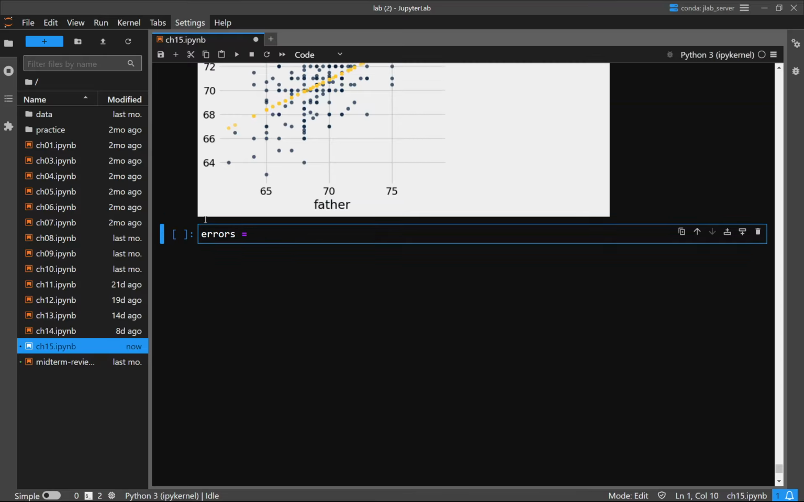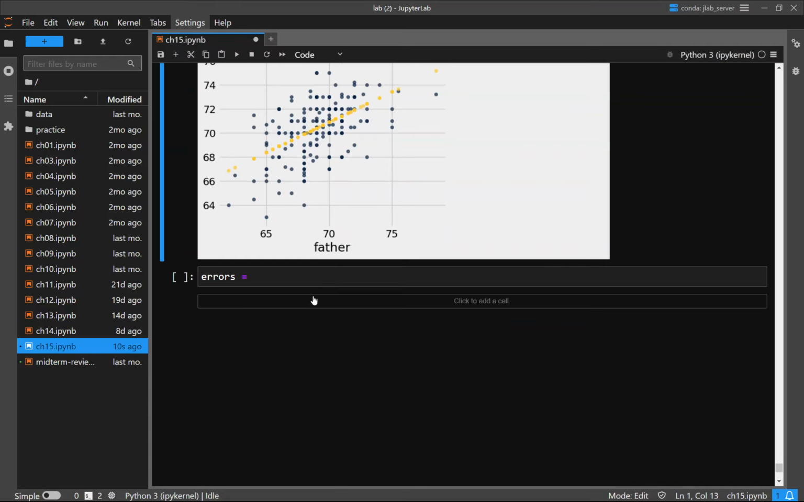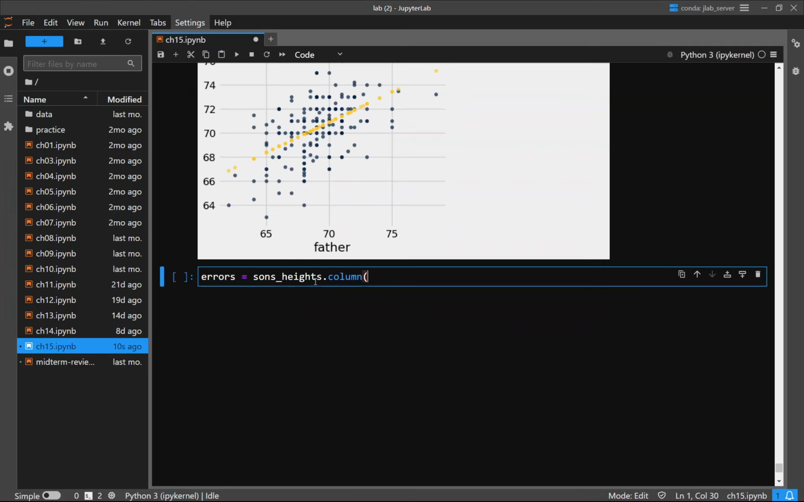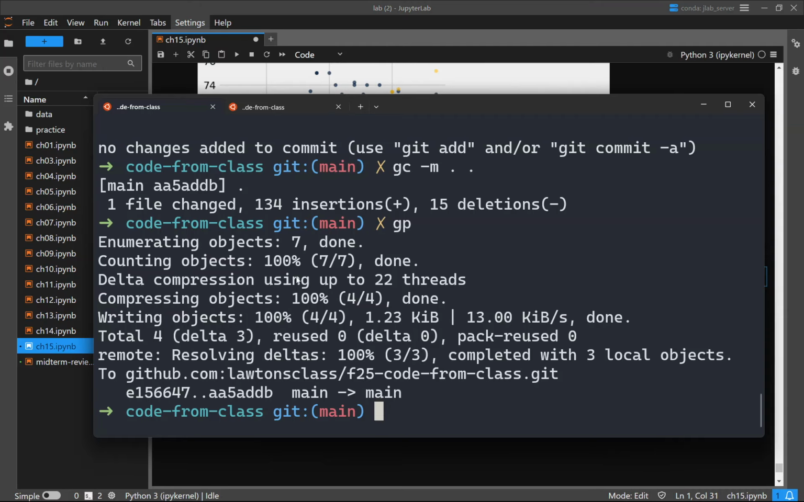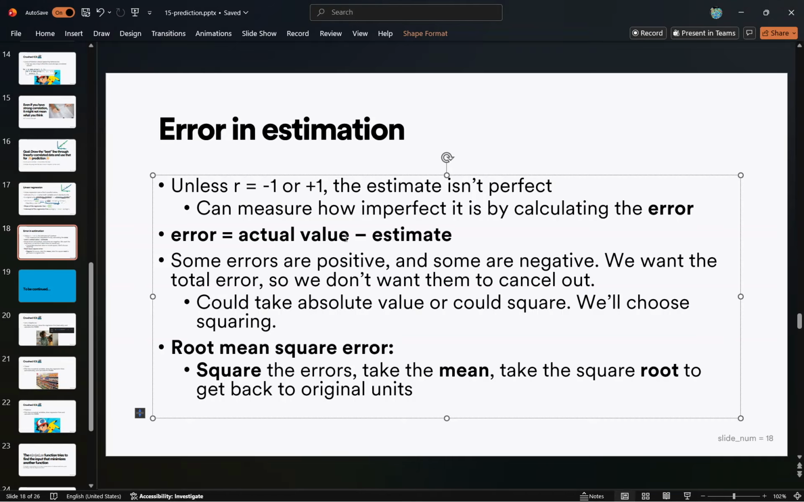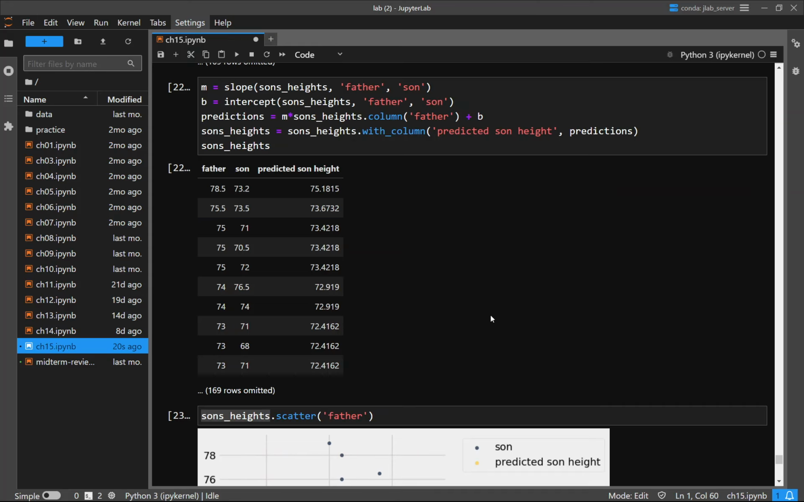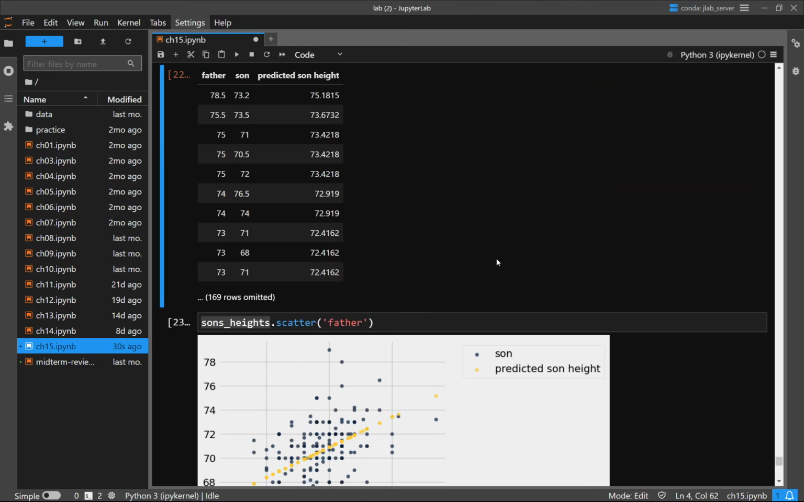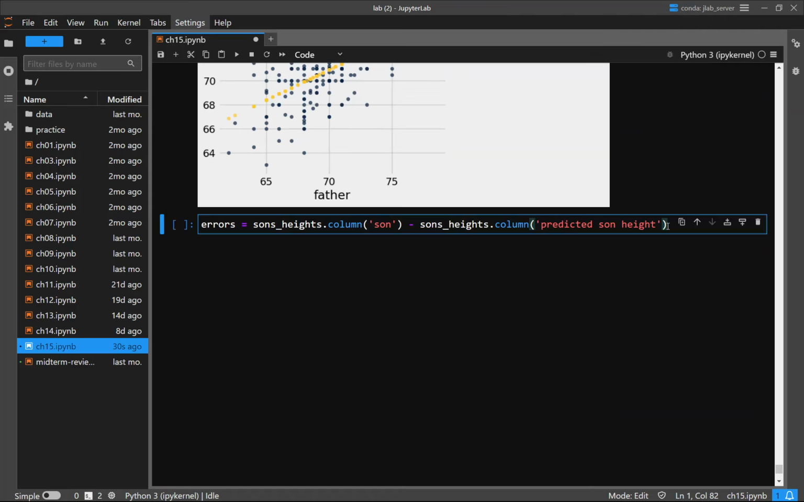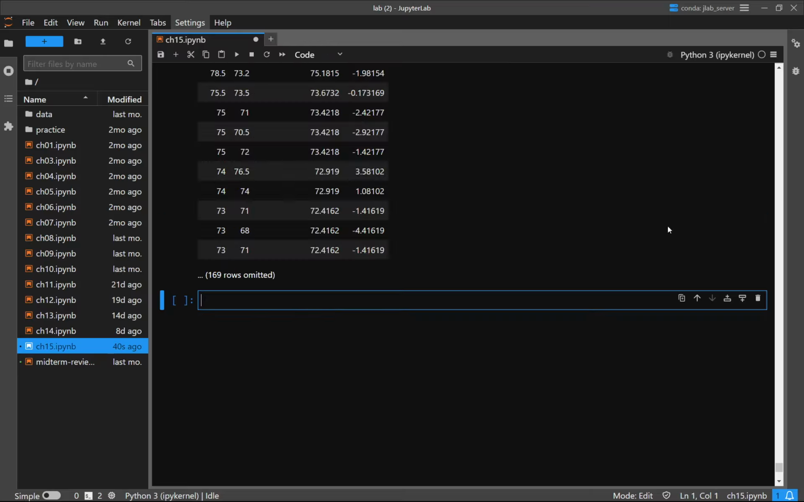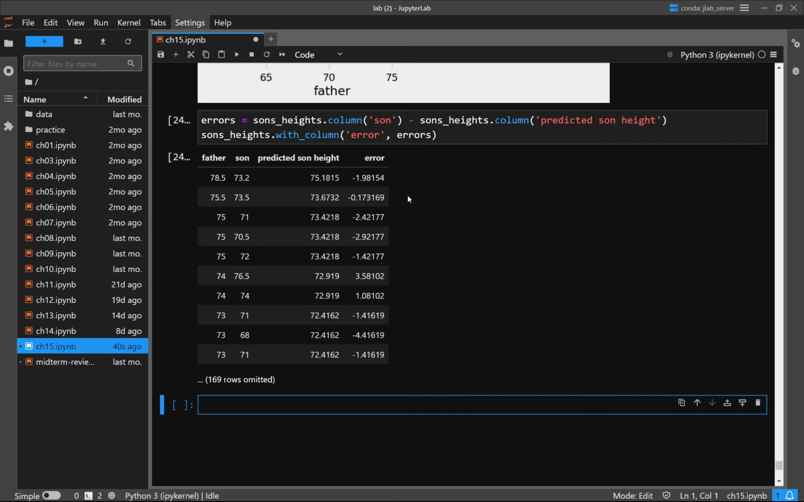It equals sons_heights, give me this value. So it's always actual minus estimate. So give me the actual son column, subtract our estimated son height, which we called predicted son height here. So those are my errors, and I can attach that. sons_heights.with_column, error. Well, put all the errors on there. Okay. So there they are. They're decently small. They're a bit smaller than the last one.